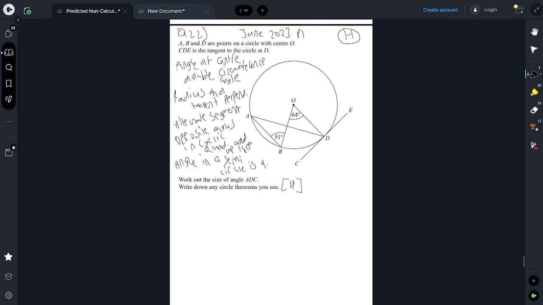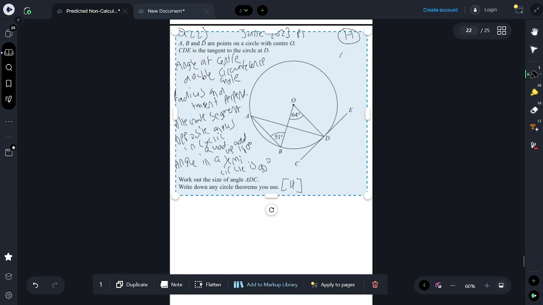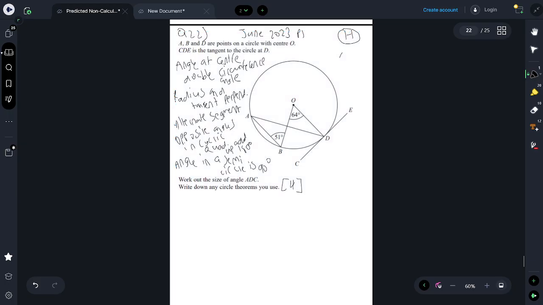Okay, it's 90 degrees. I think there's one more. If you have 2 different tangents that go from the same point, and they're both tangent to the circle from the same point, they're equal in length. Okay. But clearly there's only one tangent here, so we're not going to use that.